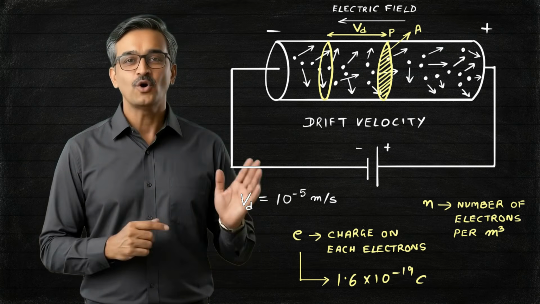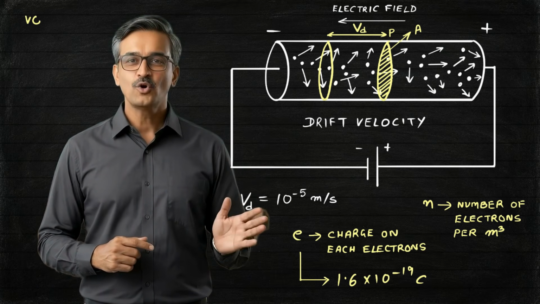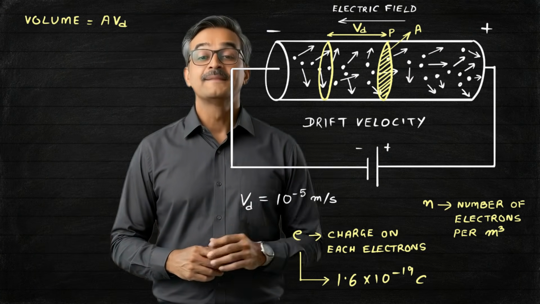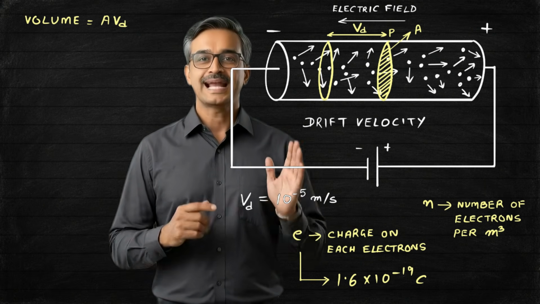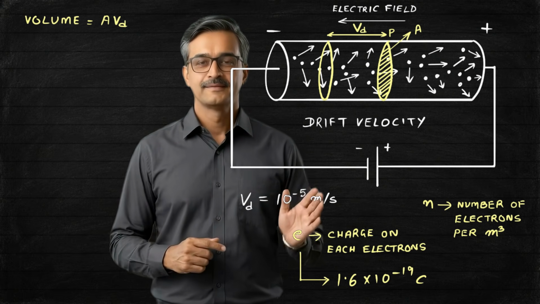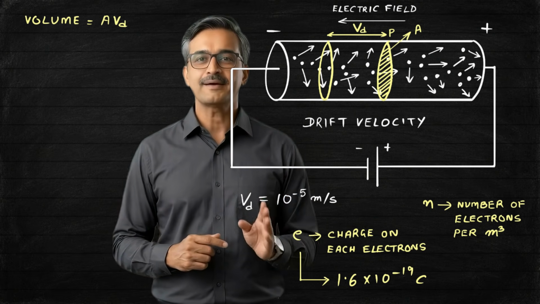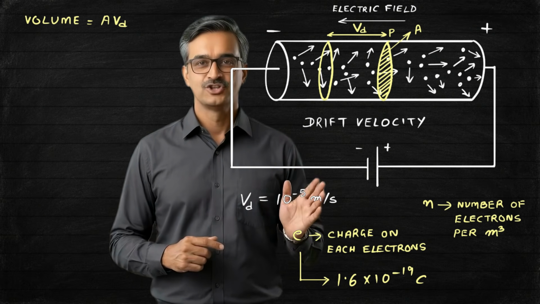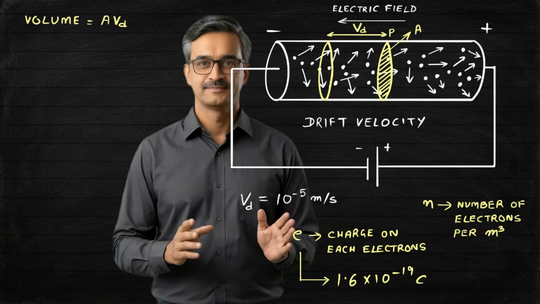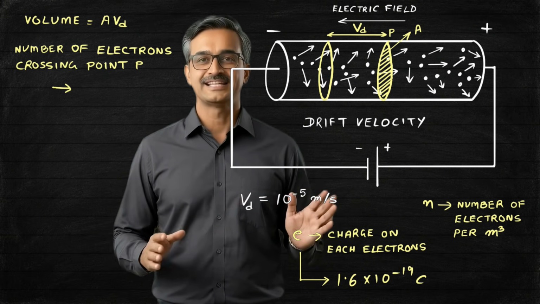Now let's calculate the volume of this cylindrical portion. We know volume equals cross-sectional area multiplied by length. Therefore, volume equals A times v_d. This is the total volume of conductor whose electrons cross the section in 1 second. Next, we need to find the total number of free electrons present inside this volume. Remember, N is the number of free electrons per unit volume. Therefore, the number of electrons equals electron density multiplied by volume. The number of electrons equals N into capital A into v sub d.